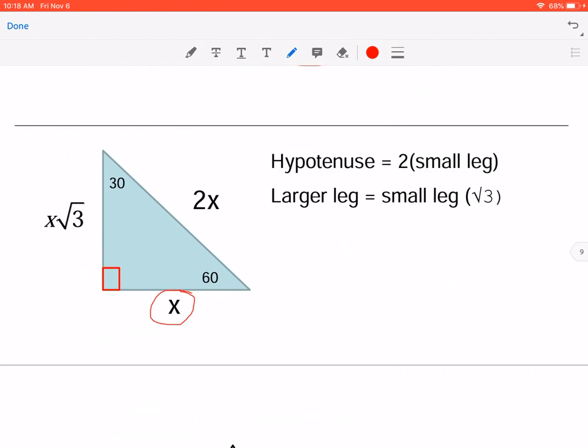To go from the short leg to the hypotenuse, you multiply by 2. So if the short leg was 3, 3 times 2, the hypotenuse would be 6. To go from the short leg to what's called the long leg, you'll see that in a second when I break everything down, you simply multiply by the square root of 3. All right?